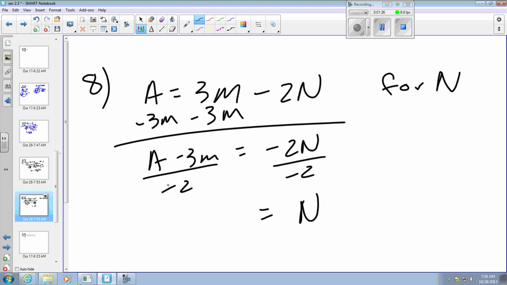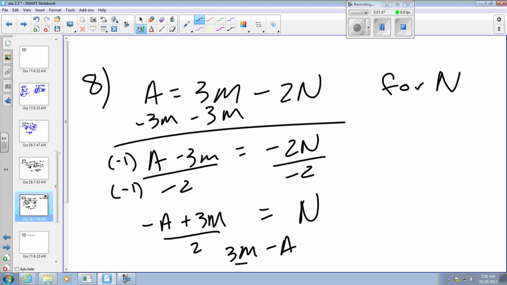But on this side, again, I have a negative in the bottom, so I have to multiply top and bottom by negative 1, which gives me negative a plus 3m all over 2. I believe the answer in the book, they switch these two terms around, so it says 3m minus a over 2, and that would be the equivalent answer.